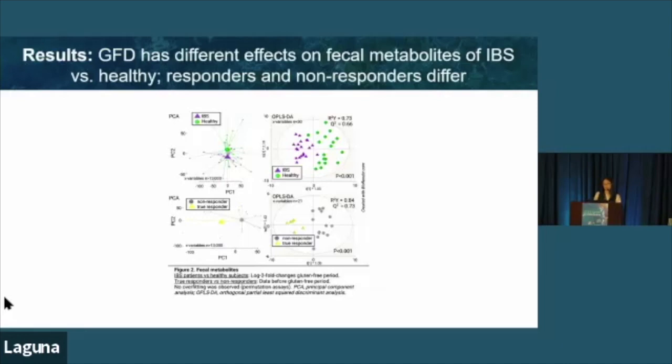They then went on to examine if the profile could predict a response to gluten-free diet. So they analyzed their data from the IBS true responders and the non-responders. On the bottom left-hand corner here, you can see that the PCA plot shows that the two groups could be separated. And again, the modeling could predict and separate those who would be true responders versus non-responders.